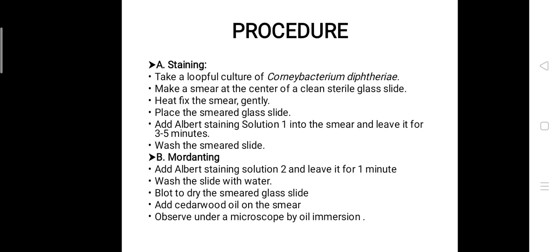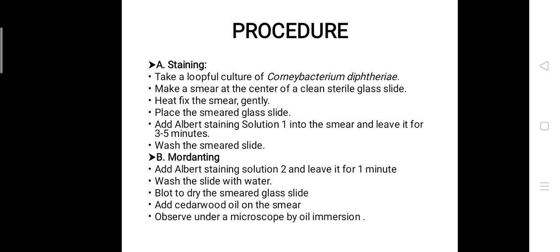In the procedure, it is one procedure, but I have divided it into two parts in order to make it more clear to you all. So the first part is the staining, which uses the Albert staining solution 1, and the second part uses the Albert staining solution 2. So let us see the procedure.